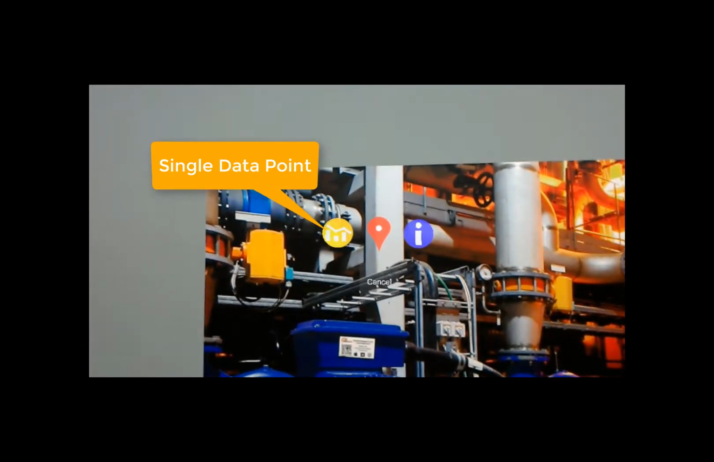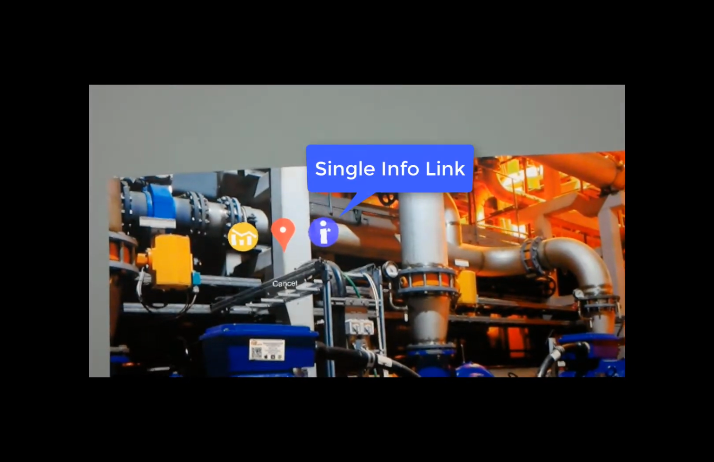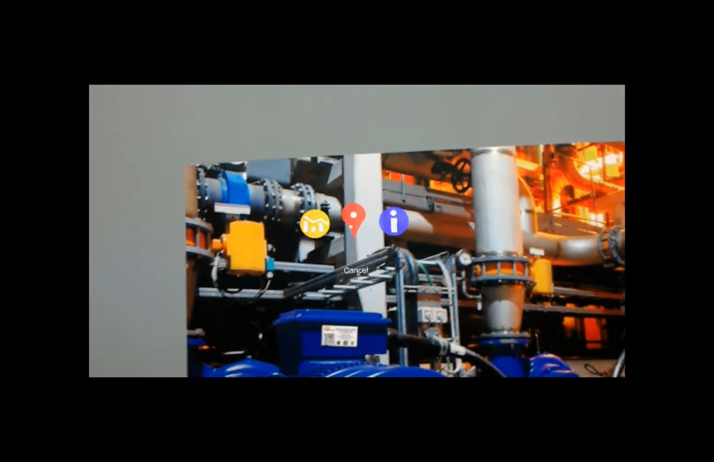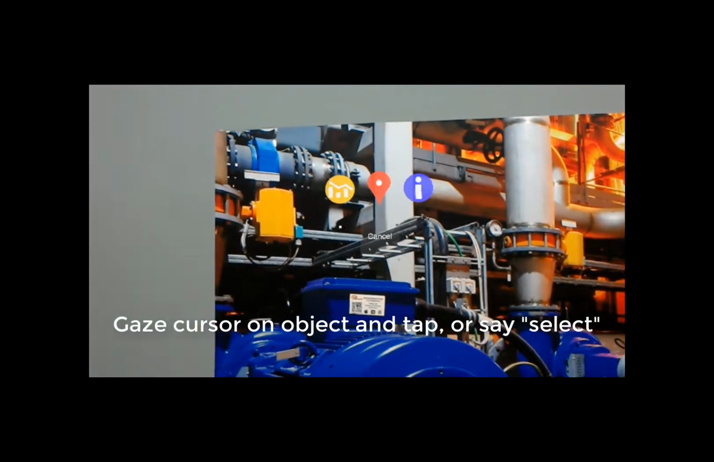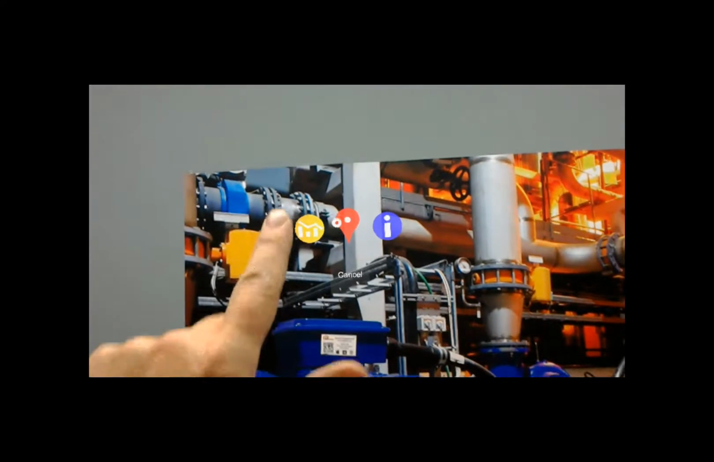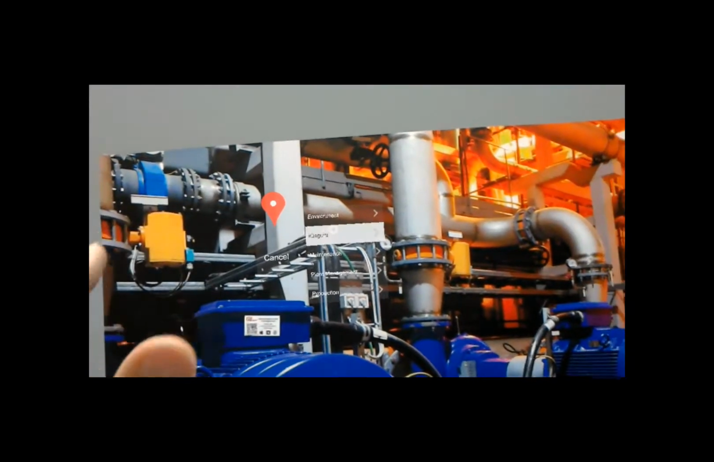I can put a single data point somewhere. The middle one, of course, is a POI. It's our new icon. And then the info is an info link. So I'm just going to place a POI. I can either use a tap gesture or a voice command. First I'm just going to gaze on the POI, tap it, and it's going to give me a menu.